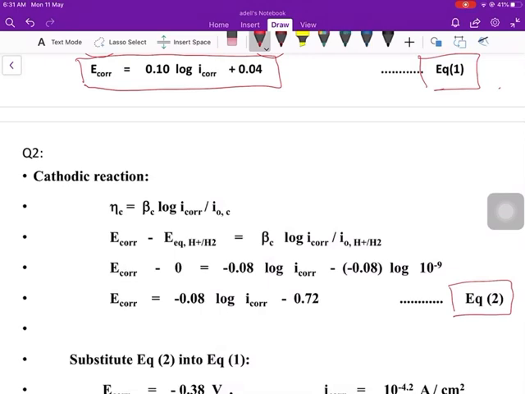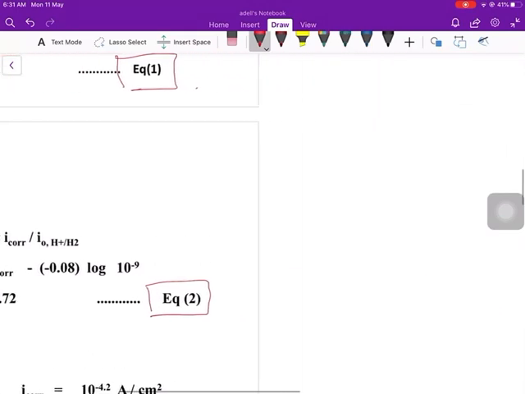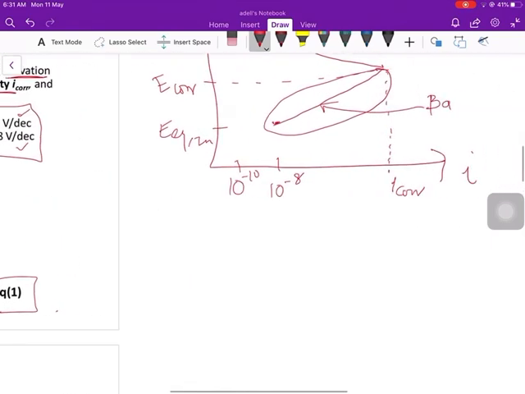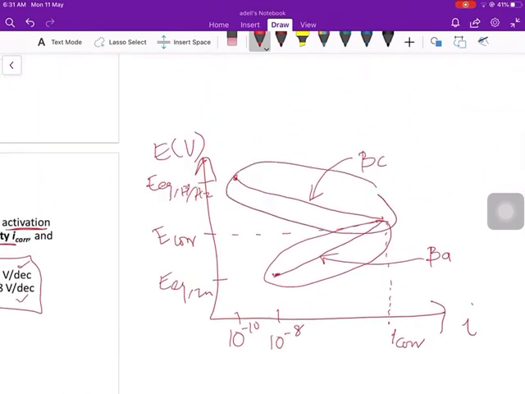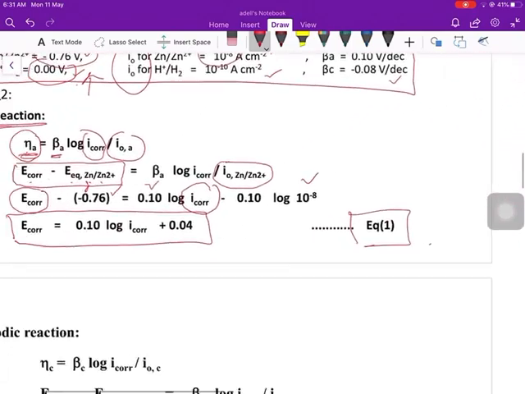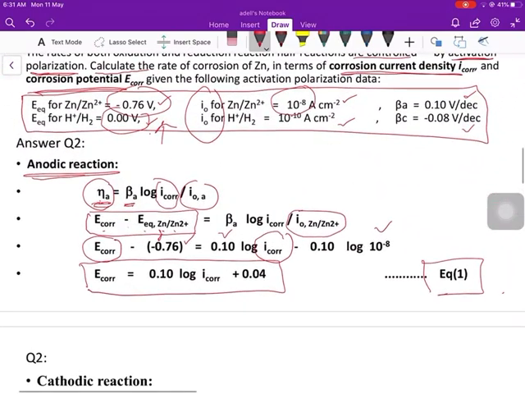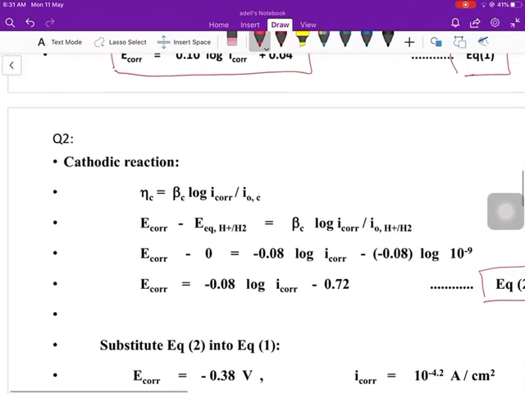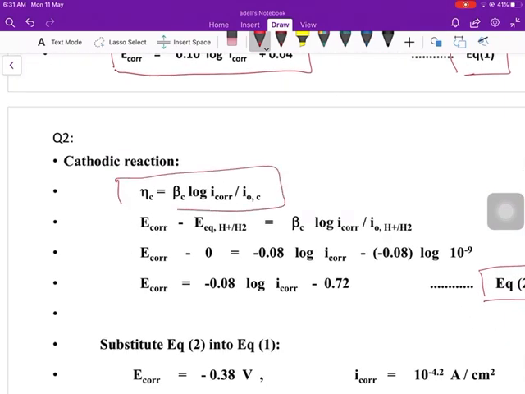Next, for the second reaction, you will derive equation 2. You must use all the data regarding the top plot here. Now you involve beta C and the hydrogen process. The hydrogen process is here. This is the equilibrium potential, this is the exchange current density, and this is beta C, the slope. You must remember to add a negative sign for this equation.